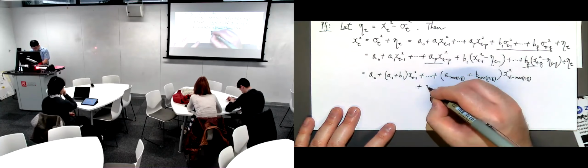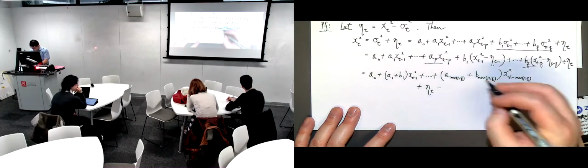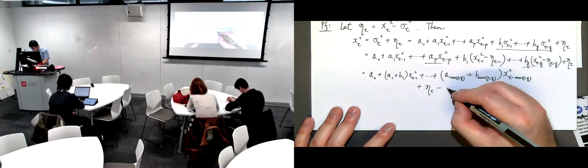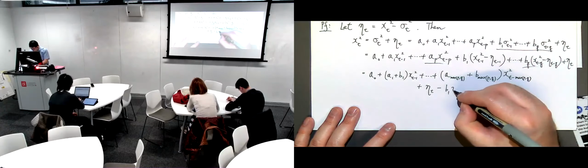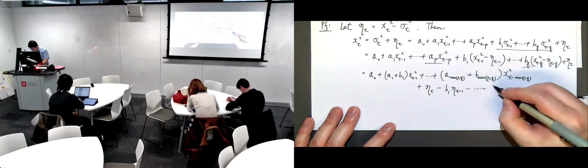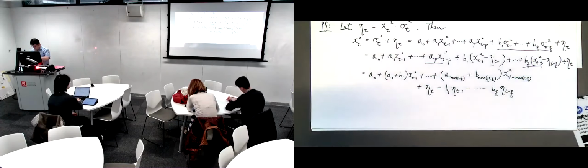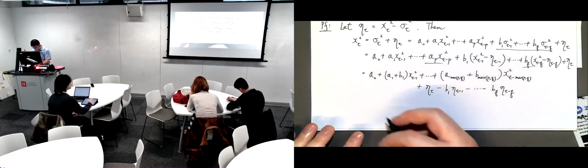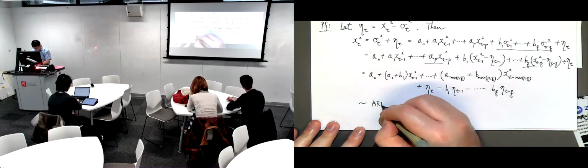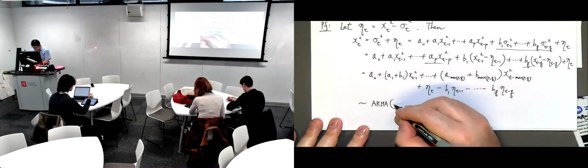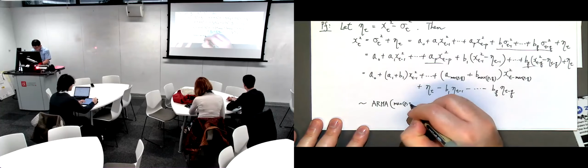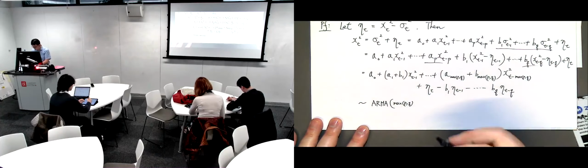And what you're left with is order eta, so plus eta_t. The only difference is that here it is minus b1 eta_{t-1}, minus b2 eta_{t-2}, up to minus bq eta_{t-q}. Well, does it look like an ARMA model? It does look like an ARMA model, right? The first order is max of p, q. The second order is up to t minus q, so this q.